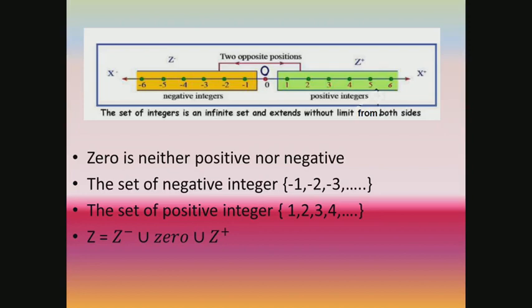So we can also define the integer set by Z equals Z negative union 0 union Z plus. Let's see the diagram. -1 here is greater than -2. In the negative numbers, -1 is greater than -2. Every number nearer to 0 is greater than the number after it. And also -3 is greater than -4, -5 is greater than -6, -7 is greater than -8, and so on.